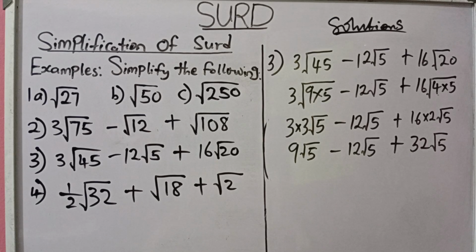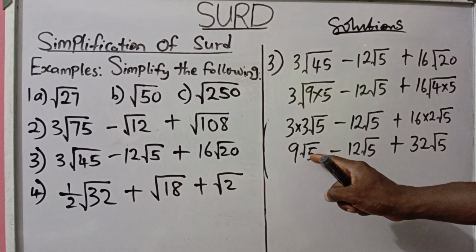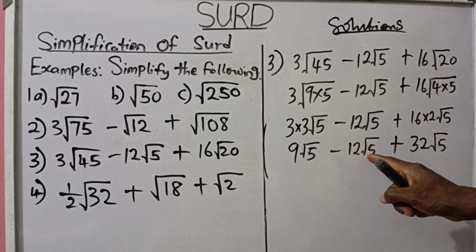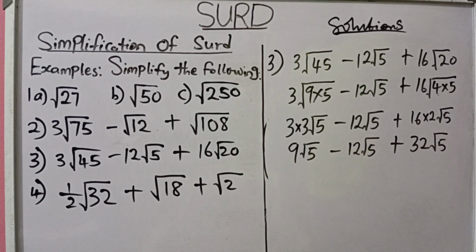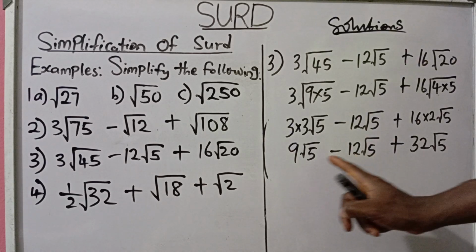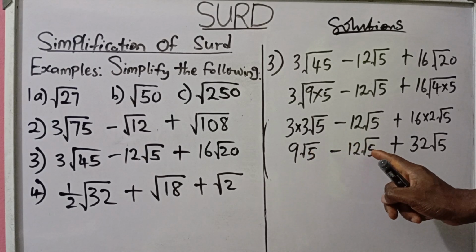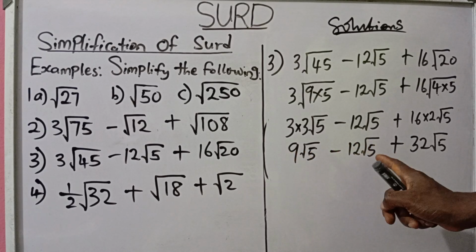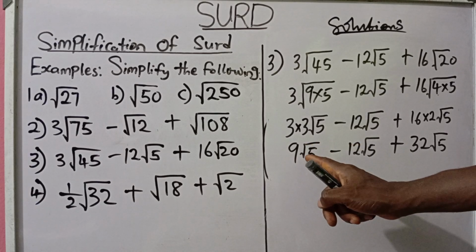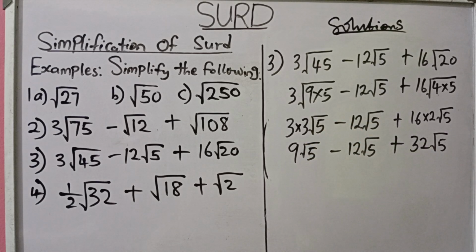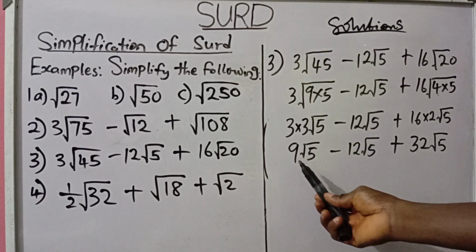Okay, so what do we do next? We are to now simplify all together because they have like surds. As you can see here, 9 root 5, 12 root 5, minus 12 root 5 plus 32 root 5. So all are having root 5, so we can actually bring them together. We can't bring them together when they have different kinds of roots. Assuming I have root 5 here, root 6 here, they can't come together because they are unlike terms. But since all of them have the same root, they can come together in terms of addition or subtraction.